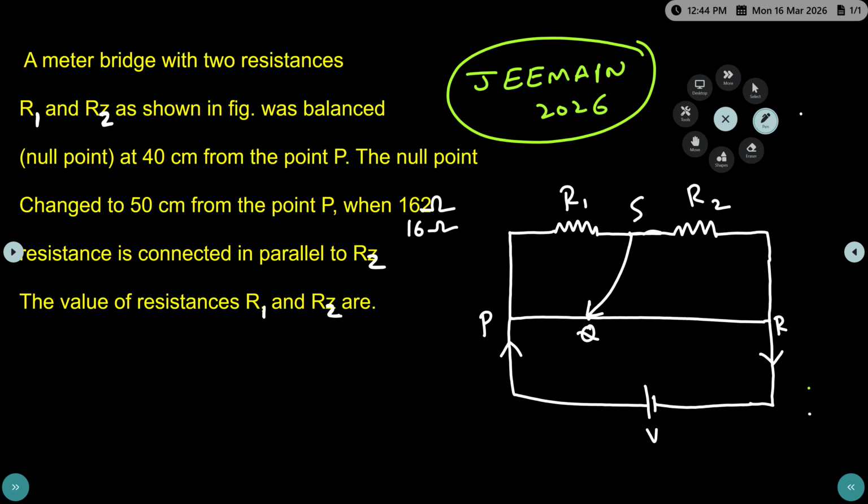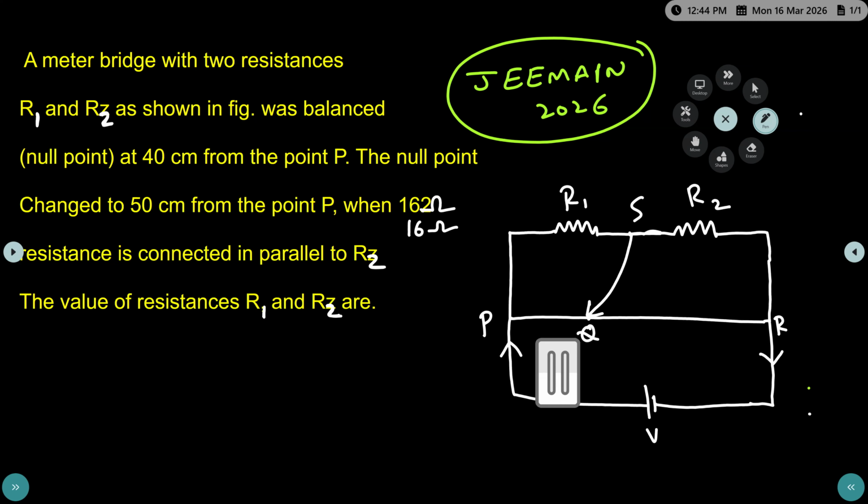Yes, JEE Main 2026 question, January attempt. A meter bridge with two resistances R1 and R2 given, observe the diagram, was balanced at 40 centimeter from the point P. Okay, this is the first point.